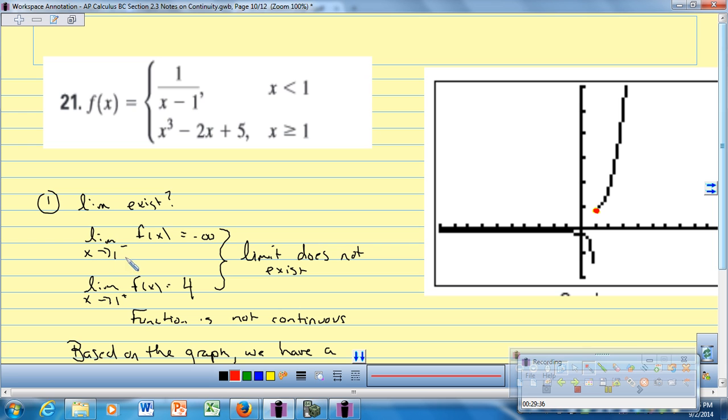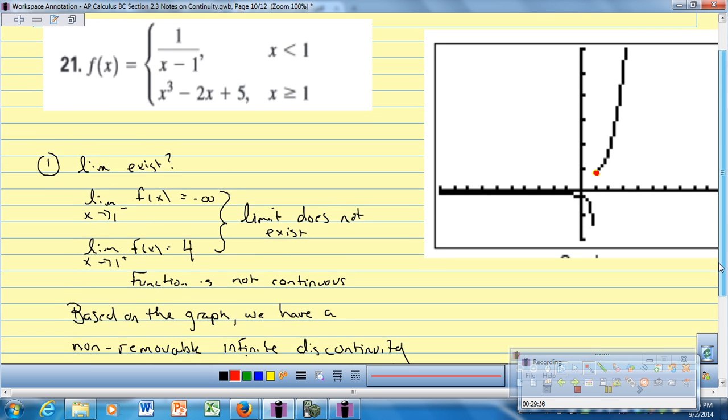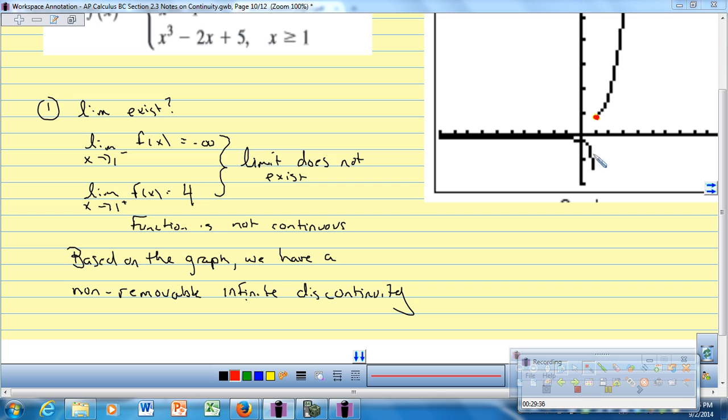We look at the limit as x approaches 1 from the left of f of x, and that is going down to negative infinity. Then we look at the limit as x approaches 1 from the right, and that is coming down to a value here, and that value is, if we plug in 1, 4. So the left limit and the right limit are not equal, so the limit does not exist. It fails the first criteria of continuity at a point. The function is not continuous. And then based on our graph, we can tell that we have an infinite discontinuity, which is non-removable. Here is the asymptote that is occurring right here.